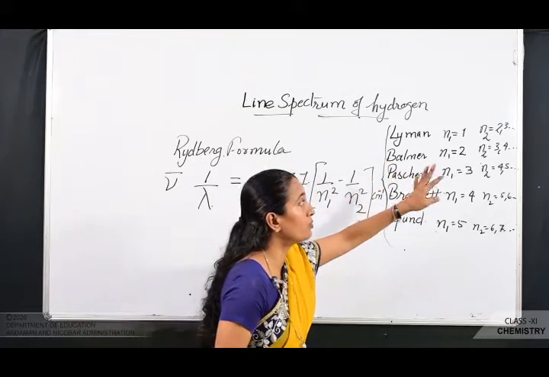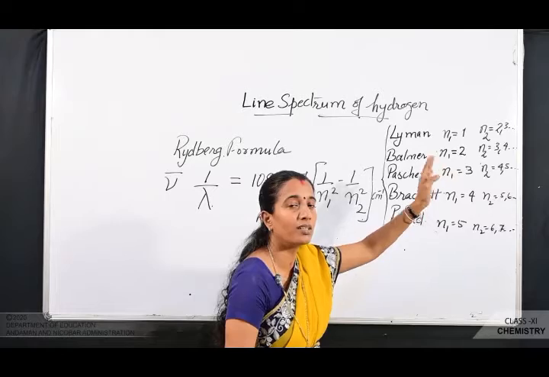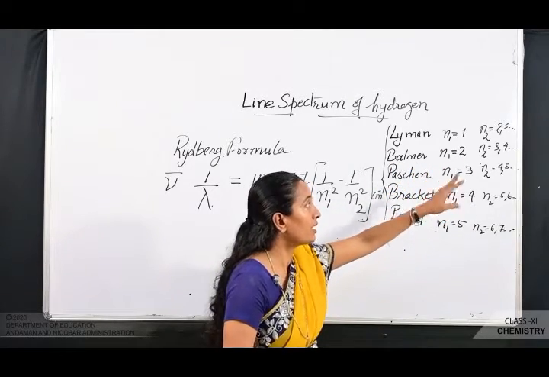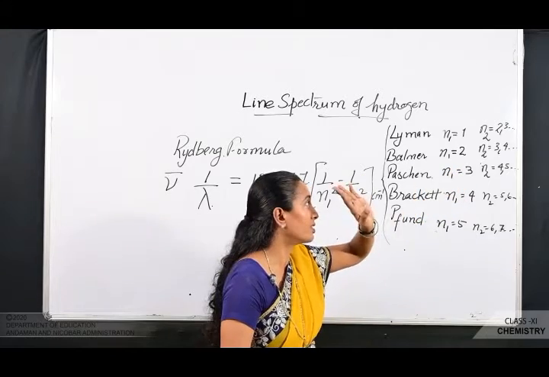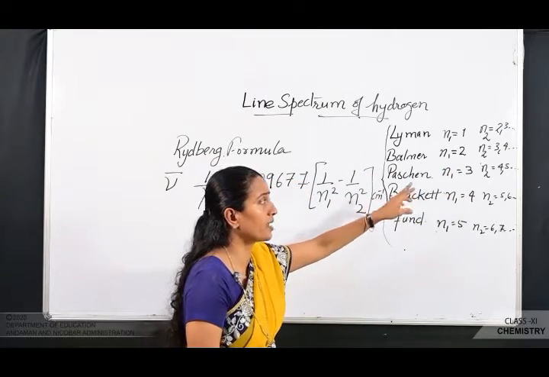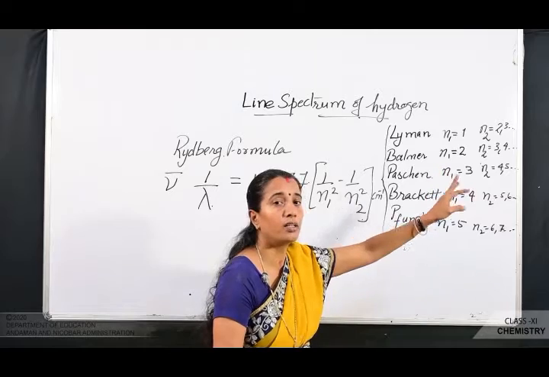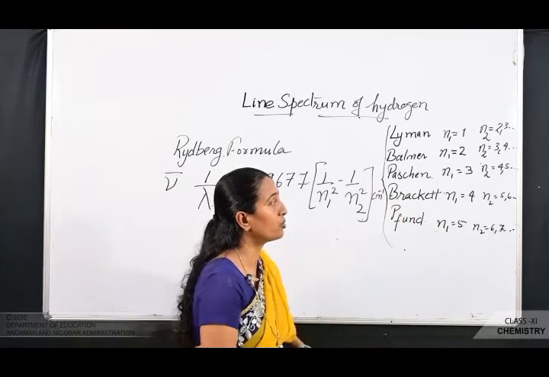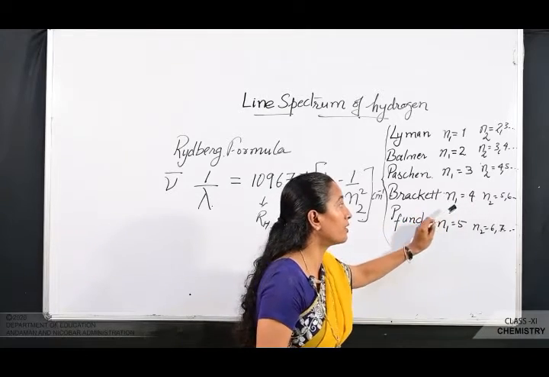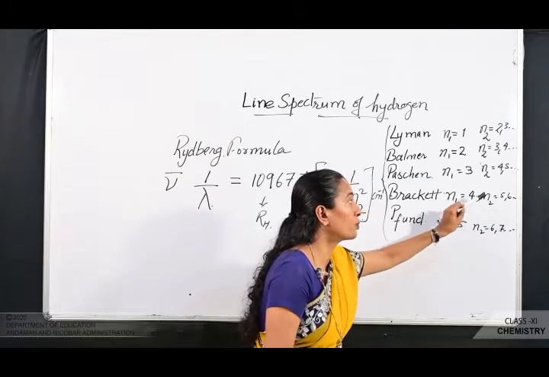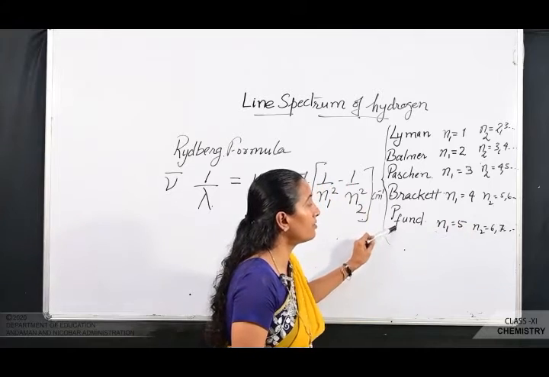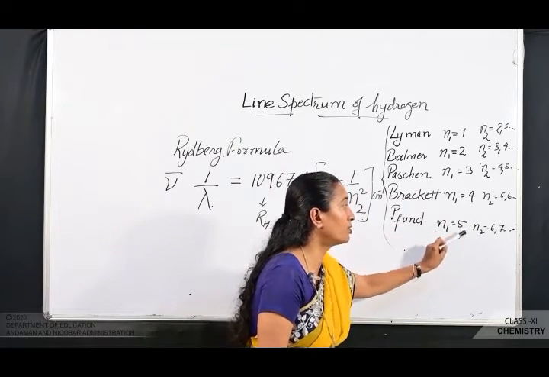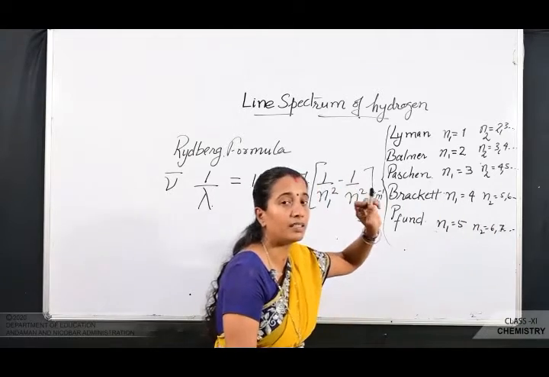That means the n2 value will be, the starting one is 2, then 3, and so on. For Balmer, the n1 value is 2 and the n2 value will be 3, 4, 5, 6 and so on. For Paschen, the n1 value is 3 and n2 value will be 4, 5, 6 and so on, and for Brackett n1 value equals 4 and n2 value will be 4 plus 1, that is 5, 6. And in the same way, for the Pfund series, the n1 value is 5, then the n2 value will be 5 plus 1, that is 6, 7, 8 and so on.